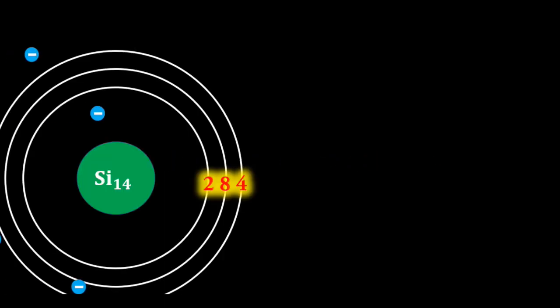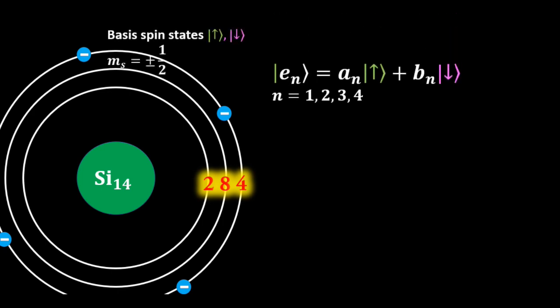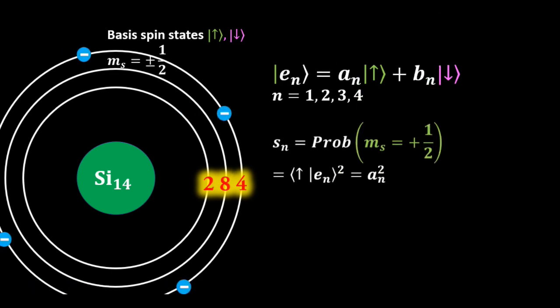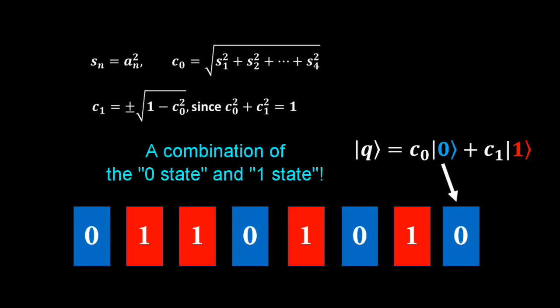For the 0 and 1 states, look at the quantum spin for the 4 valence electrons of the silicon-28 atom, which are in a quantum superposition of the spin-up and spin-down states. Let En be the quantum state for the nth valence electron. Let Sn be the probability of detecting the spin-up state. Define the 0 state coefficient as C0 equals the square root of S1 squared plus S2 squared all the way down to S4 squared. Then the 1 state coefficient must be plus or minus the square root of 1 minus C0 squared, and C0 squared plus C1 squared must be equal to 1. The quantum bit can therefore be described as the following.